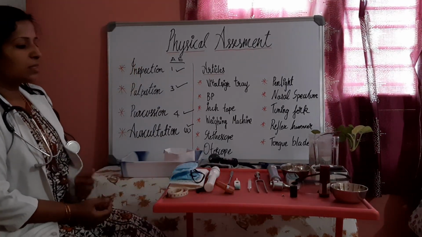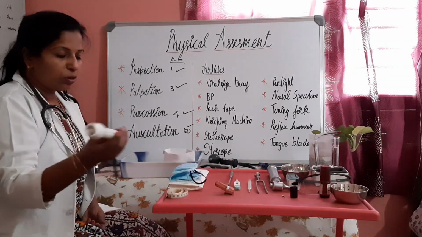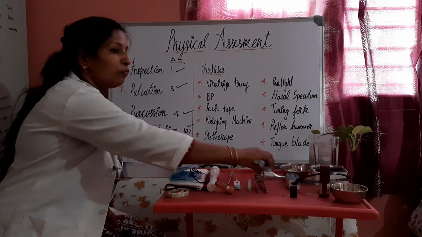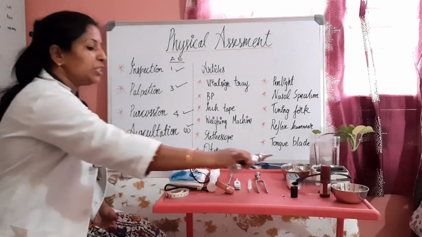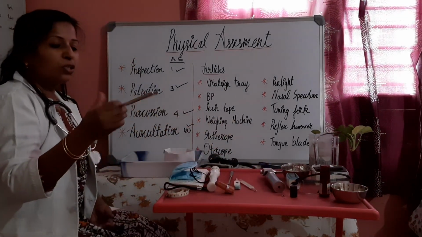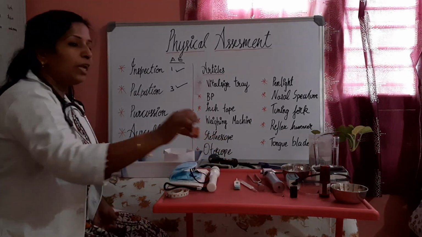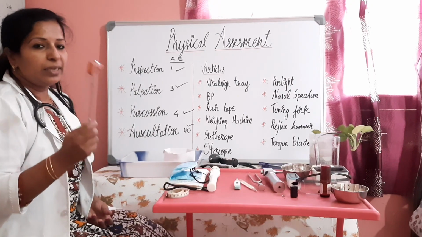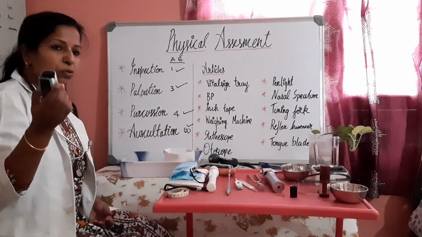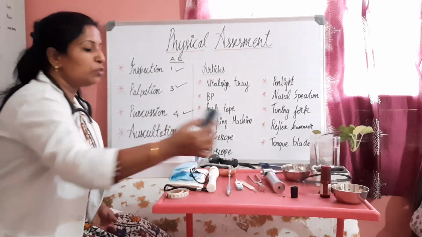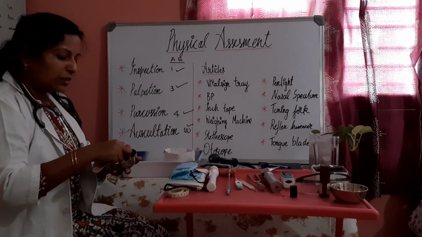Next, there should be a pen torchlight to assess the eyes of the patient, and an otoscope to assess the ear of the patient. There should be a tuning fork to conduct the hearing test of the client, a knee hammer to assess the deep tendon reflexes, and a pulse oximeter to find out the oxygen saturation of the patient. There should also be a tongue plate and a nasal speculum.